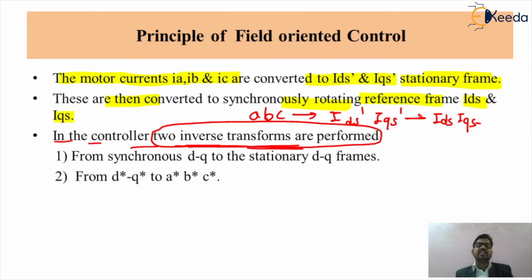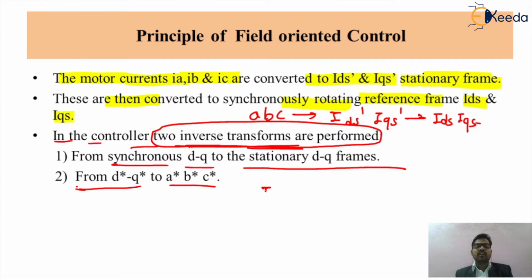With the two inverse transformations, we want to convert the rotating frame into a stationary frame. Now the stationary frame is converted into a phase quantity. So obviously from the synchronous model we are converting into a stationary frame model, and now we are converting the stationary frame model into a phase quantity, means in reverse order. We call it inverse transformation.